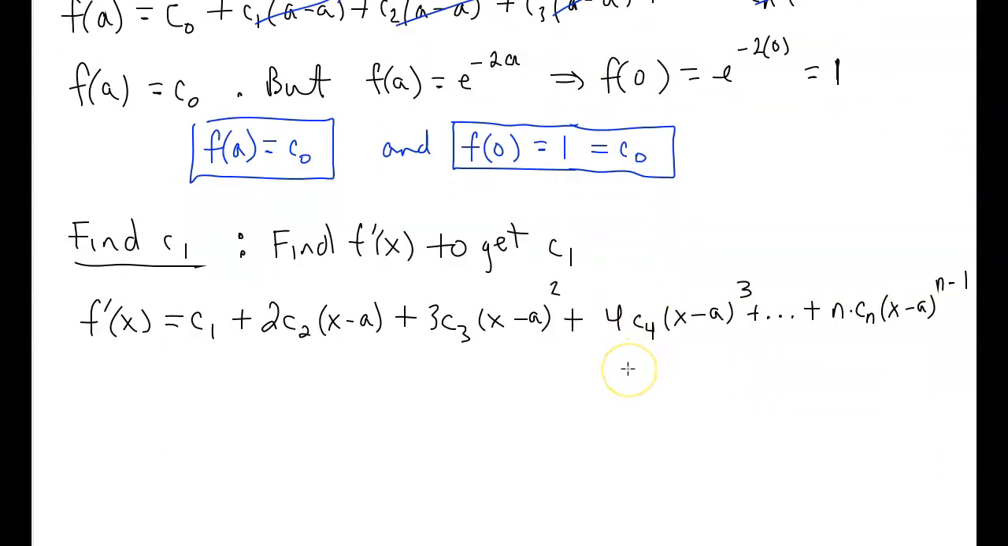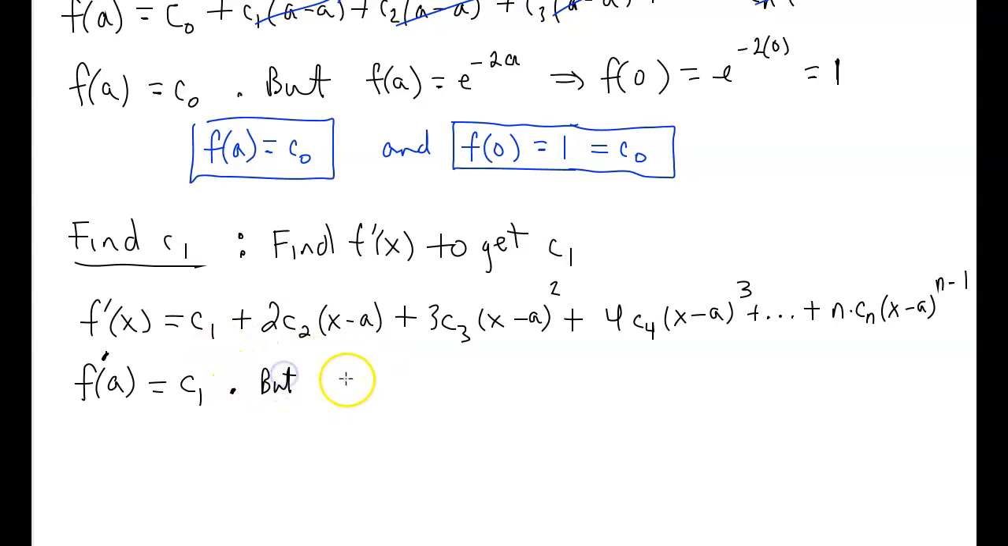So once we have that, if we were to plug a into this first derivative, just like before, all the other terms are going to go to 0 because they have x minus a in them, and all we would have left is c1.